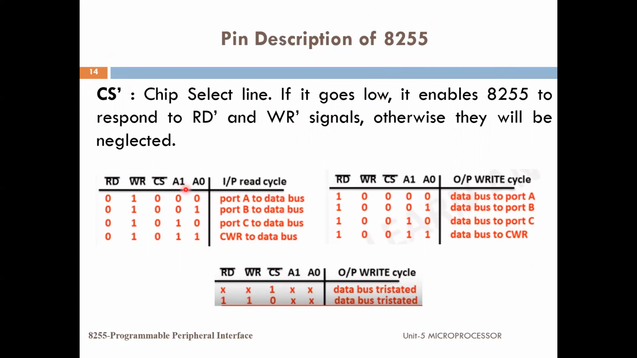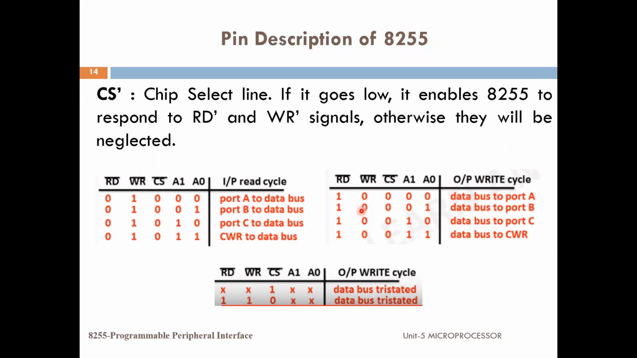Now let's have a look at this functional table. See, if we have to enable this 8255, then it's quite obvious the chip select input should be low. So in both the tables, this particular table is for the read operation, and this particular one is for the write operation.